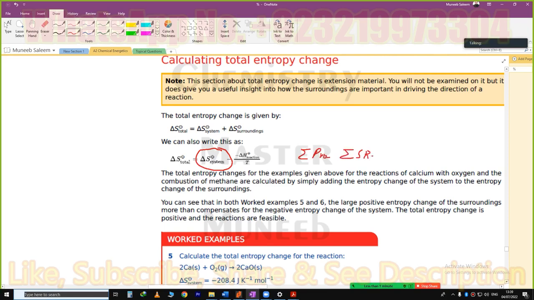So there are so many different equations. These are the equations for delta S total, and you also know the equation for delta S system and the equation for delta S surroundings. The delta S surroundings equation is this one, and delta S system is equivalent to this equation: products minus reactants.